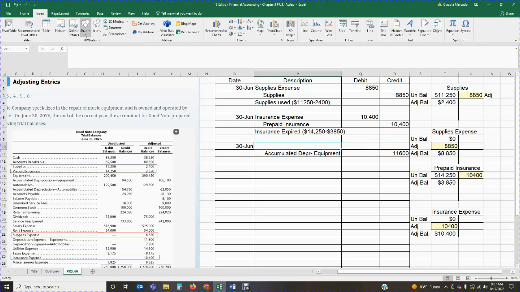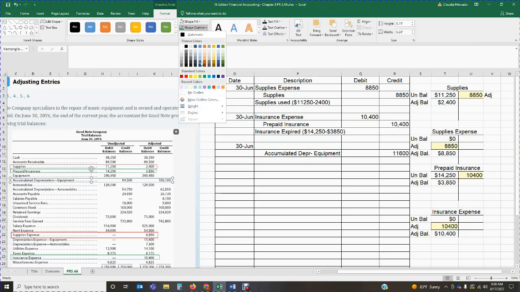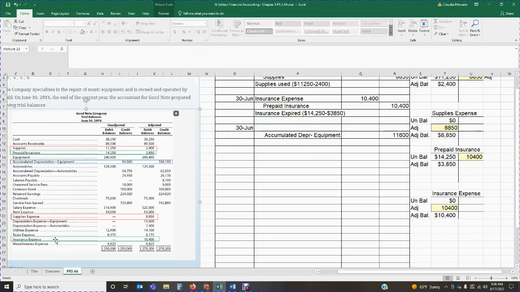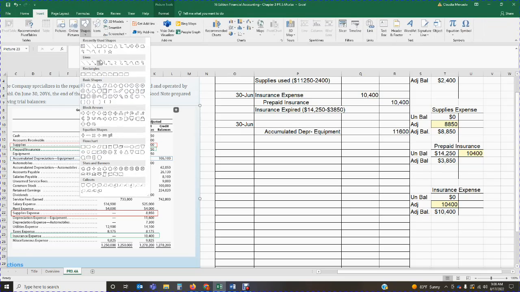Now what is going to be my offset? We're looking at accumulated depreciation, which went from 94,500 to 106,100. If we go down, we have depreciation expense for the equipment. Remember, we have one depreciation account for each type of asset, so we have equipment and automobiles. We're focusing on the equipment one.